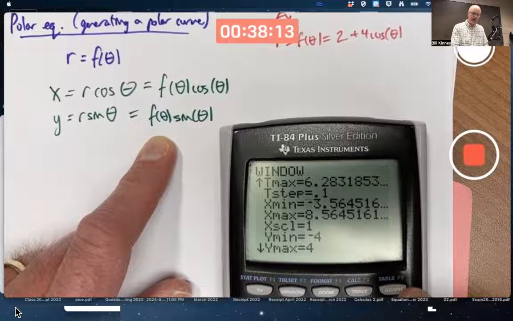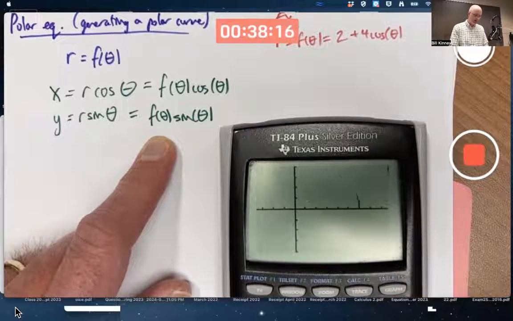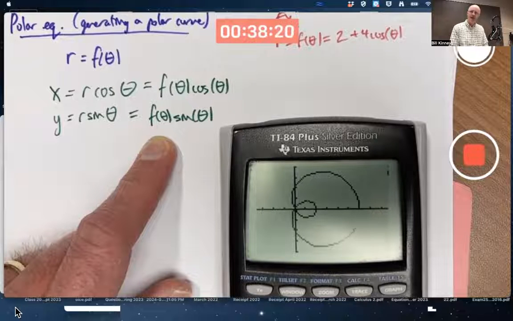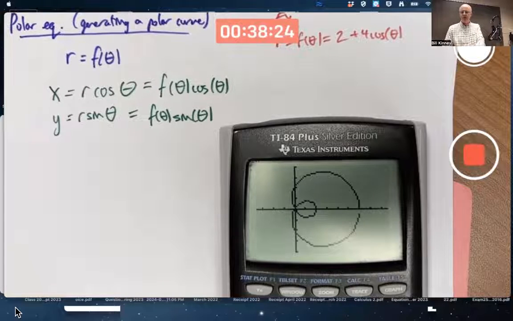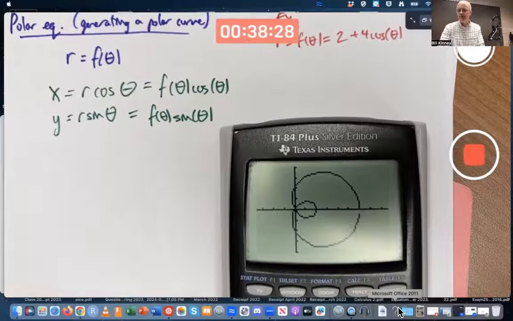Graph it. Ready? 1, 2, 3. We're going to see the exact same graph. There it is. Okay, so I made the same graph, first using polar mode, second using parametric mode.